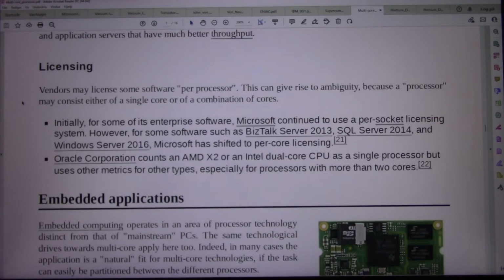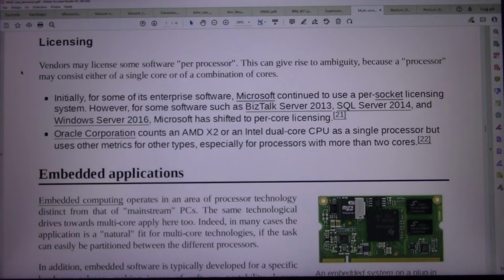Licensing. Vendors may license some software per processor. This can give rise to ambiguity, because a processor may consist either of a single core or of a combination of cores. Initially, for some of its enterprise software, Microsoft continued to use a per-socket licensing system. However, for some software such as BizTalk Server 2013, SQL Server 2014, and Windows Server 2016, Microsoft has shifted to per-core licensing. Oracle Corporation counts an AMD X2 or an Intel dual-core CPU as a single processor but uses other metrics for other types, especially for processors with more than 2 cores.